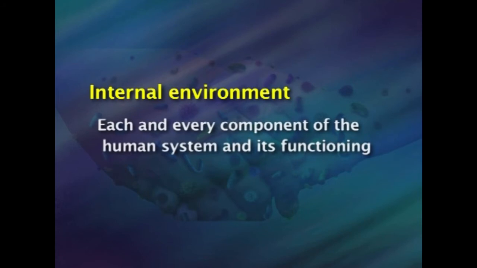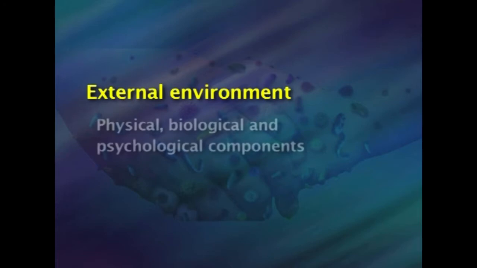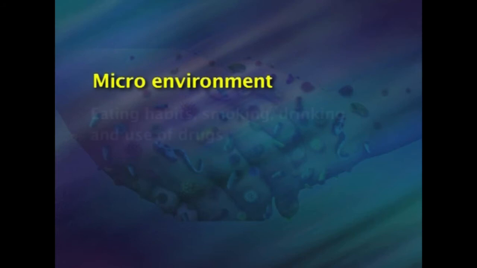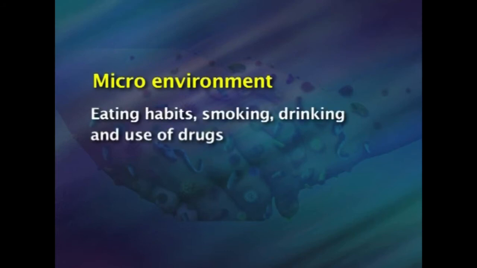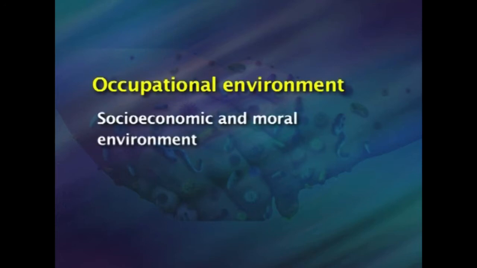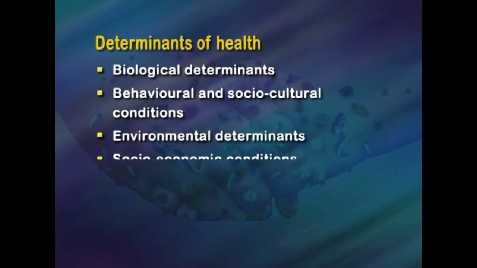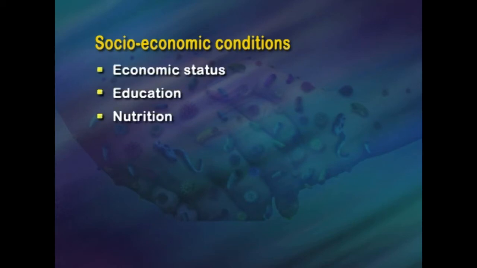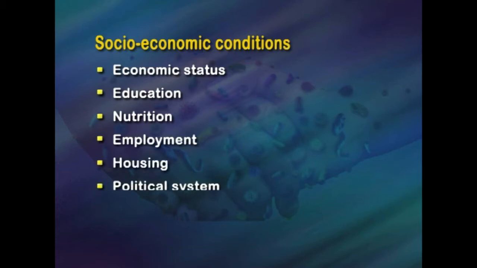Environmental determinants. They are the internal environment, each and every component of the human system and its functioning. The external environment includes physical, biological and psychological components. Microenvironment includes eating habits, smoking, drinking and use of drugs. Occupational environment includes the socio-economic and moral environment. Socio-economic conditions. Various socio-economic conditions that influence health include the economic status, education, nutrition, employment, housing and political system.